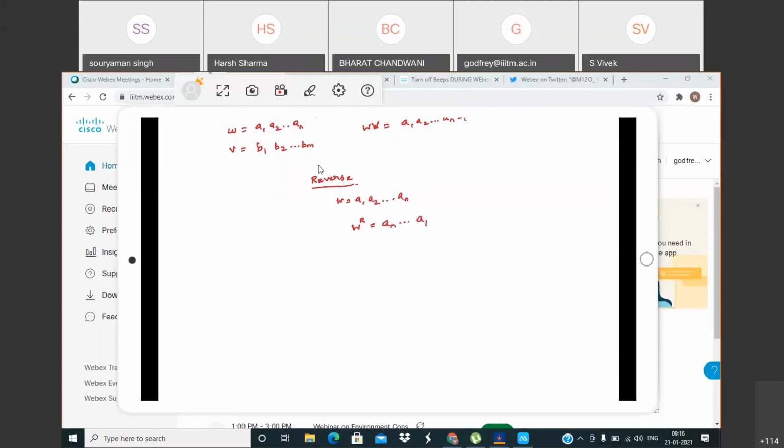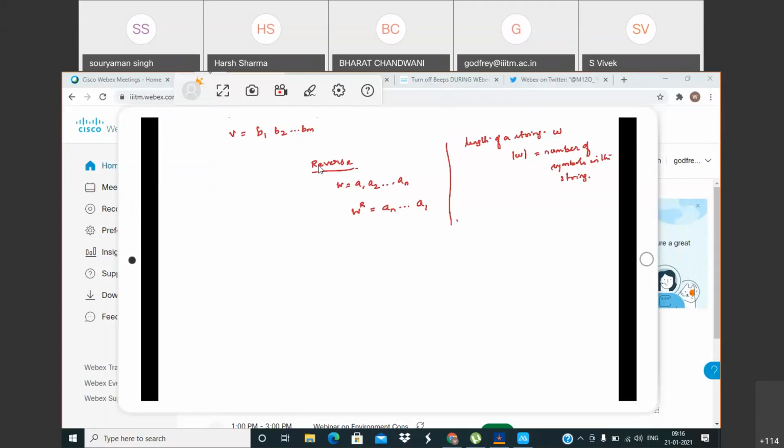Similarly, we can also find out the length of a string. The length of a string, say W, is denoted as the cardinality of W. This is going to be the number of symbols in the string.